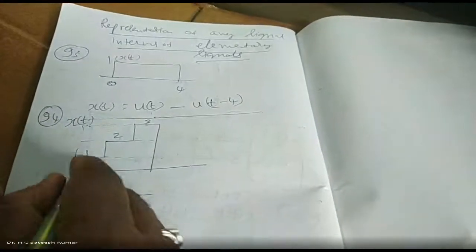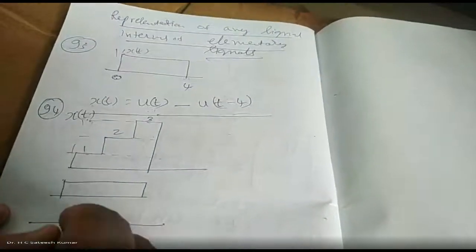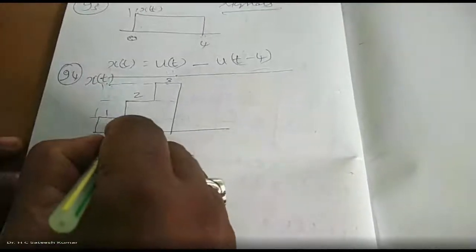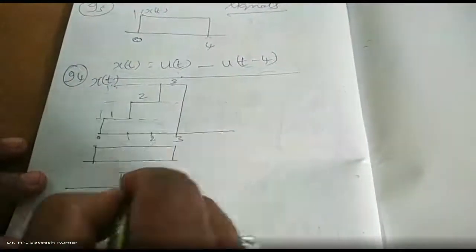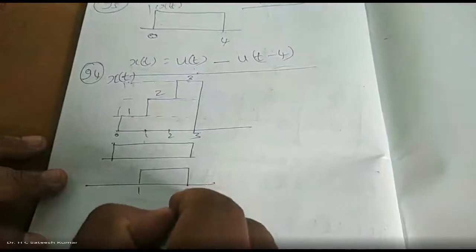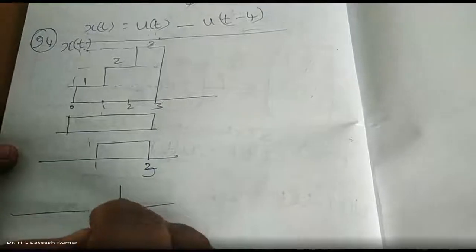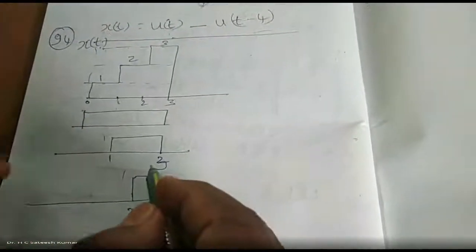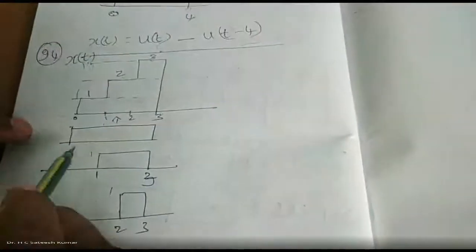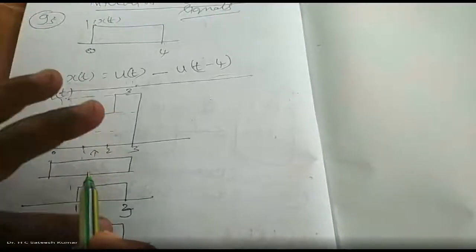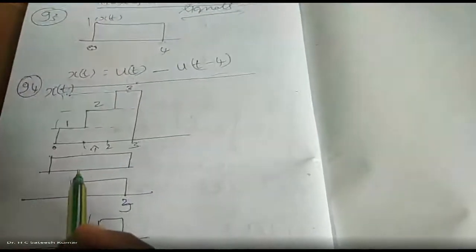So what I'll do is split this into 3 parts, 3 signals. One full, from 0 to 3. This is 0, 1, 2, 3. This is from 1 to 3, amplitude 1. Next, another is from 2 to 3, amplitude 1. So add all of them, we will get this answer. 0 plus 0 plus 1 is 1. 0 plus 1 plus 1 is 2. 1 plus 1 plus 1 is 3. So that's how we can do it.